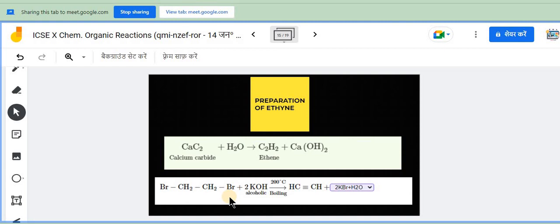So short form we are saying weak, VIC. So that is vicinal. So no need to worry for that. They will not be asking that much.